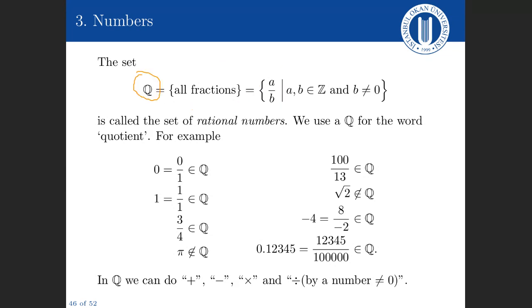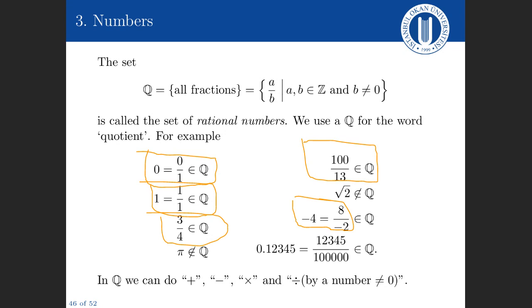For this set, we use this special letter Q, which comes from the word quotient, which is another English word for fraction. Some examples. I could do 0 over 1, 100 over 13, 1 divided by 1, 3 divided by 4, etc. I could do 8 divided by minus 2 to get minus 4. I could do 12345 divided by 100,000 to get 0.12345. These are all fractions, quotients, so these are all in Q.